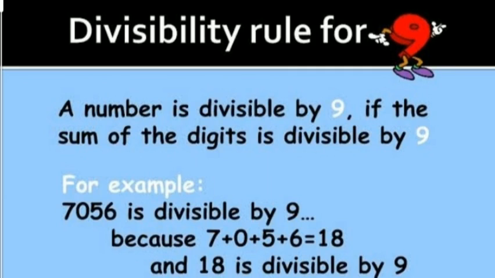Next, divisibility rule for 9. A number is divisible by 9 if the sum of the digits of the number is divisible by 9. Then the number itself is divisible by 9. See the example, 7056 is divisible by 9. The sum of its digits 7, 0, 5, 6 gives 18. 18 divided by 9 gives 2.